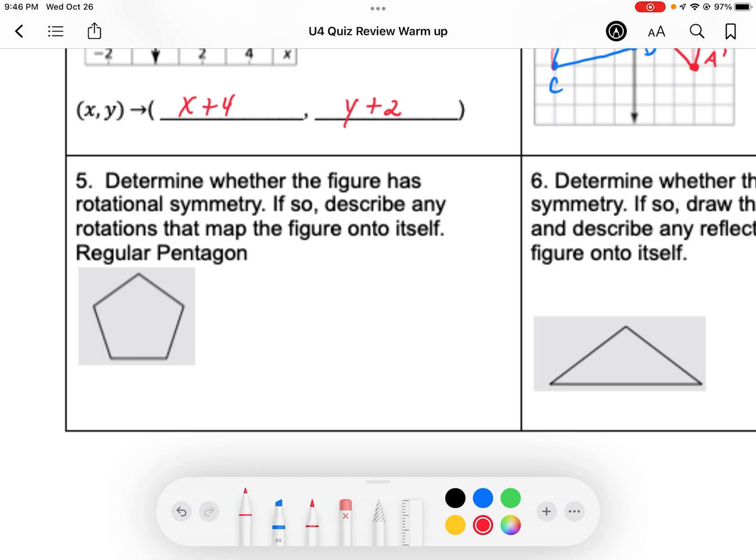it does here. So, for instance, I could take this point and rotate it up to the top point, and it would look the same. I could keep rotating, and it would look the same. And you'll realize we could do this 5 times. So yes, this has rotational symmetry. And to describe the rotations, there are 5 of them.